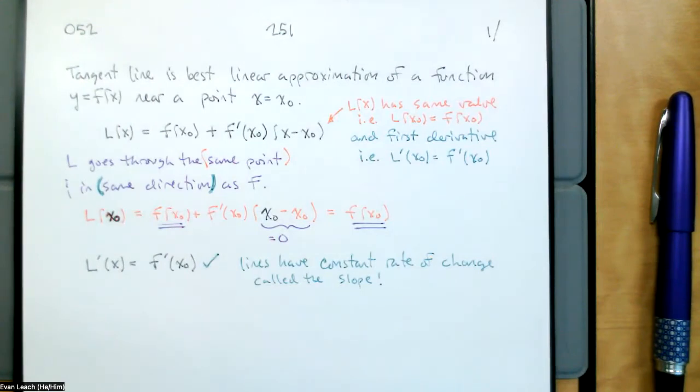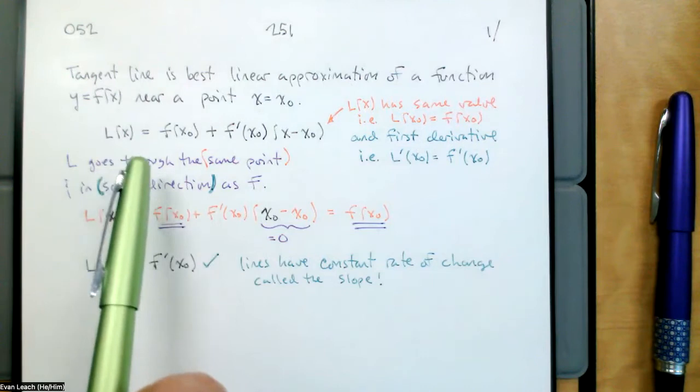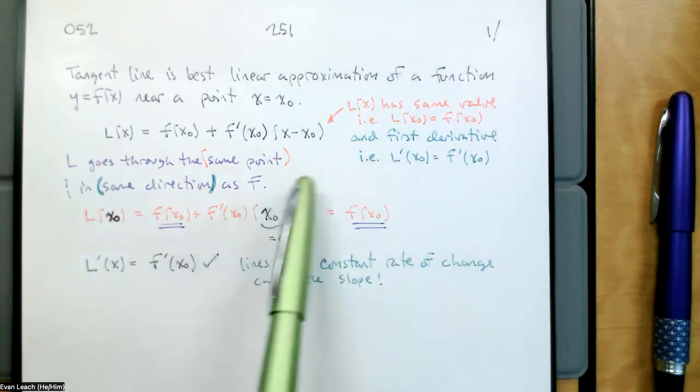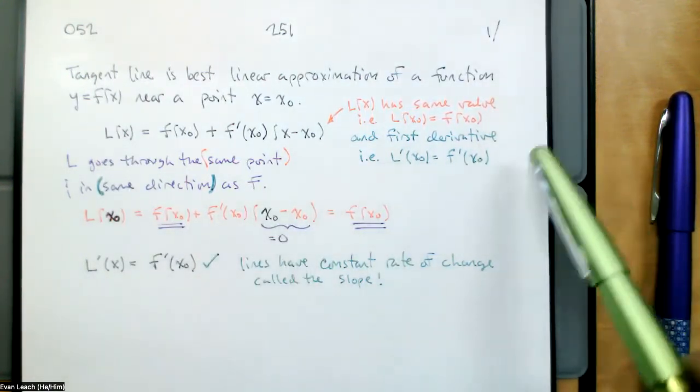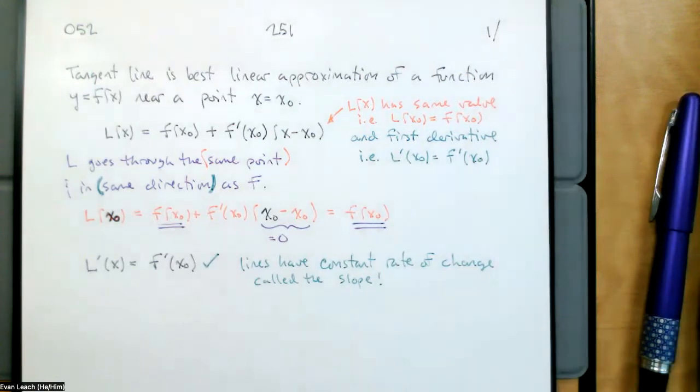If we think about a line, y equals mx plus b, then y prime is just m. 1 times m, x to the 0 power. So this linear function agrees with f in its value and its first derivative. That's what we want to have happen.